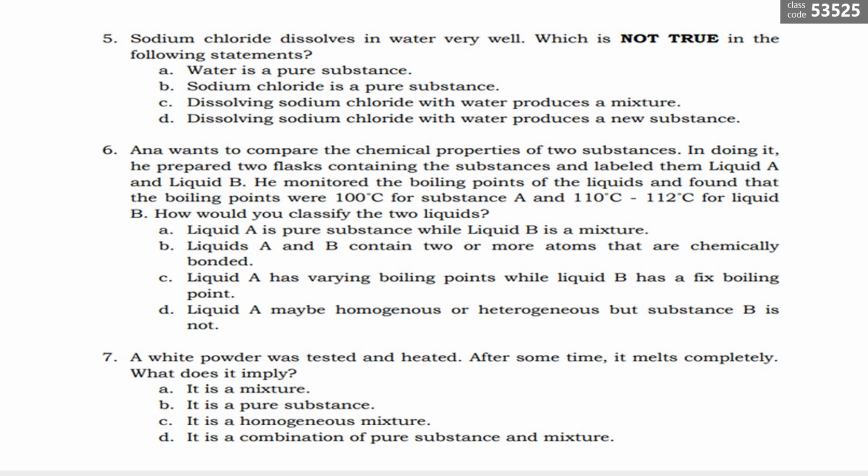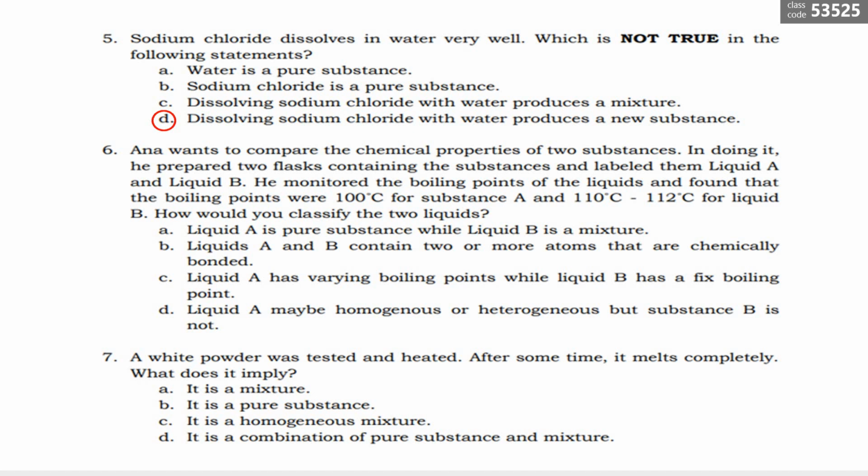Sodium chloride dissolves in water very well. Which is not true in the following statements? A. Water is a pure substance. B. Sodium chloride is a pure substance. C. Dissolving sodium chloride with water produces a mixture. Or D. Dissolving sodium chloride with water produces a new substance. Go. Okay, it's time to reveal the answer. Correct answer is letter D. Dissolving sodium chloride with water produces a new substance, and that's correct.